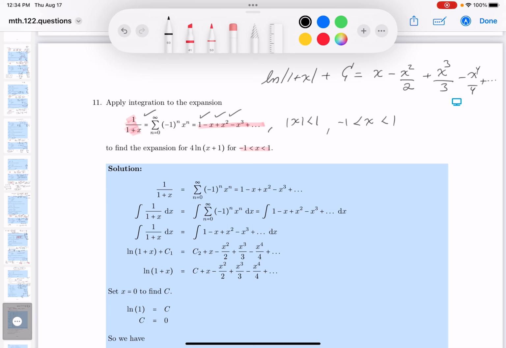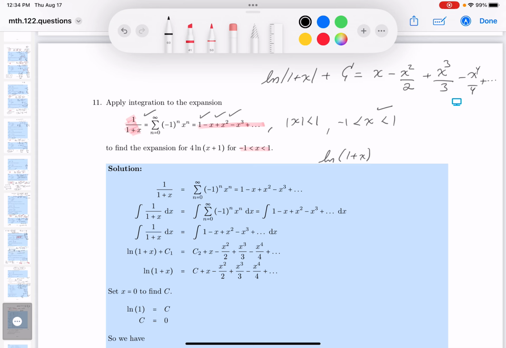Right, so I'm going to say if x is between minus 1 and 1, 1 plus x, well, that's certainly going to be a positive number. So I can remove the absolute value symbol. Let me put that down for you. So I could write down ln, again, if it's on that interval, 1 plus x.